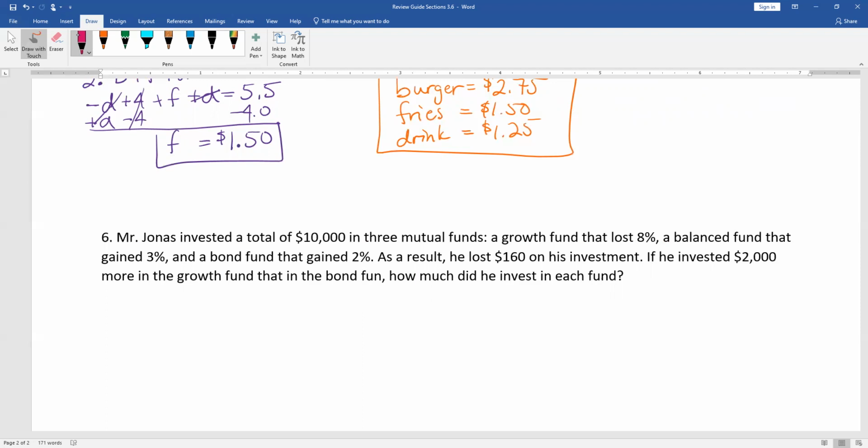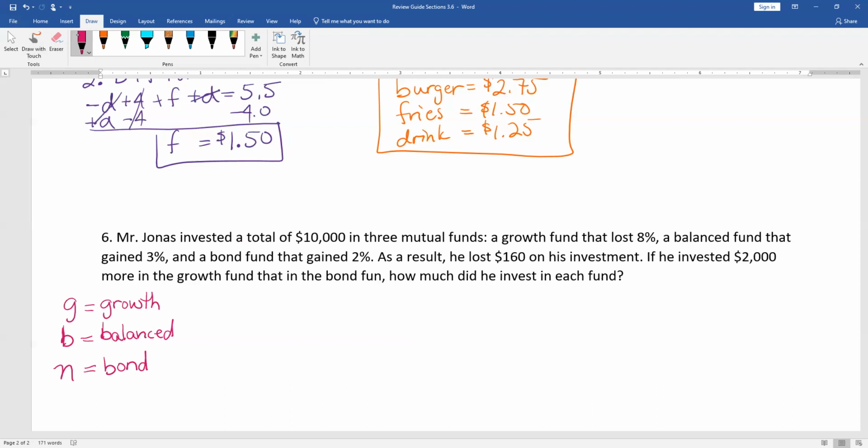All right, so first let's define our funds. I'm going to use G for growth fund. I'm going to use B for balanced fund. And since I don't want 2 B's, I'm going to use N for bond. All right, so there's my 3 variables. These represent the money he invested in the account.